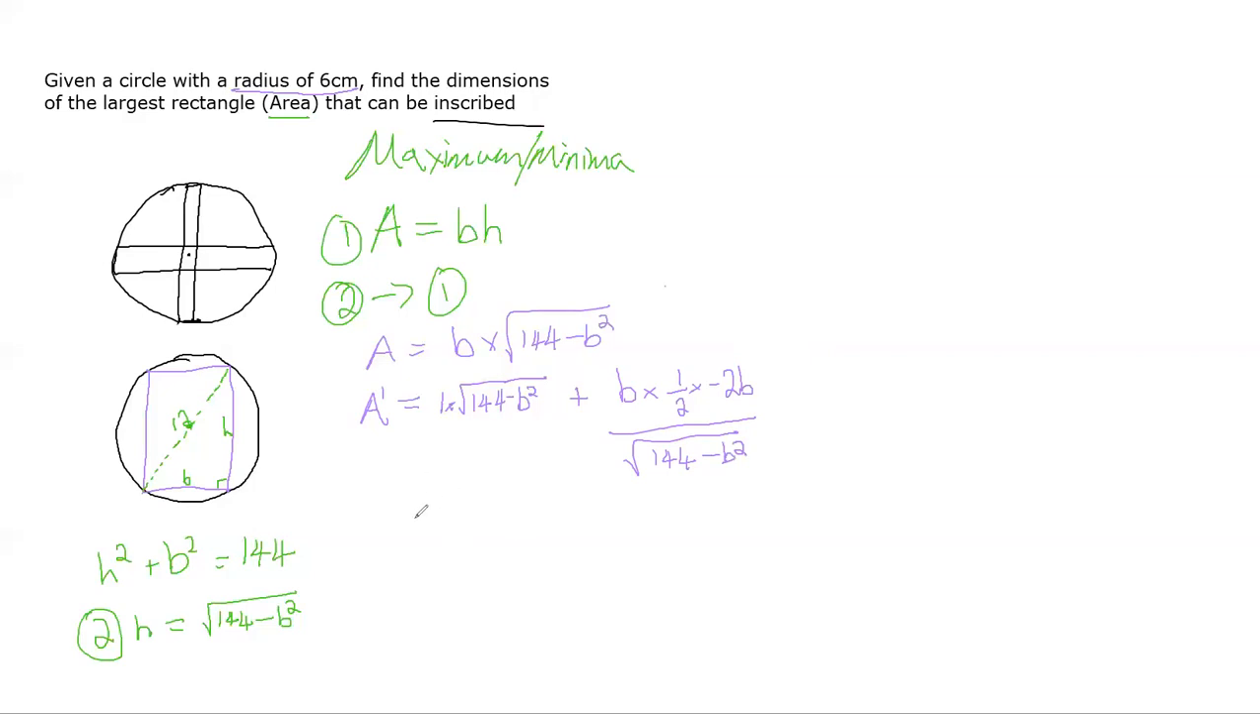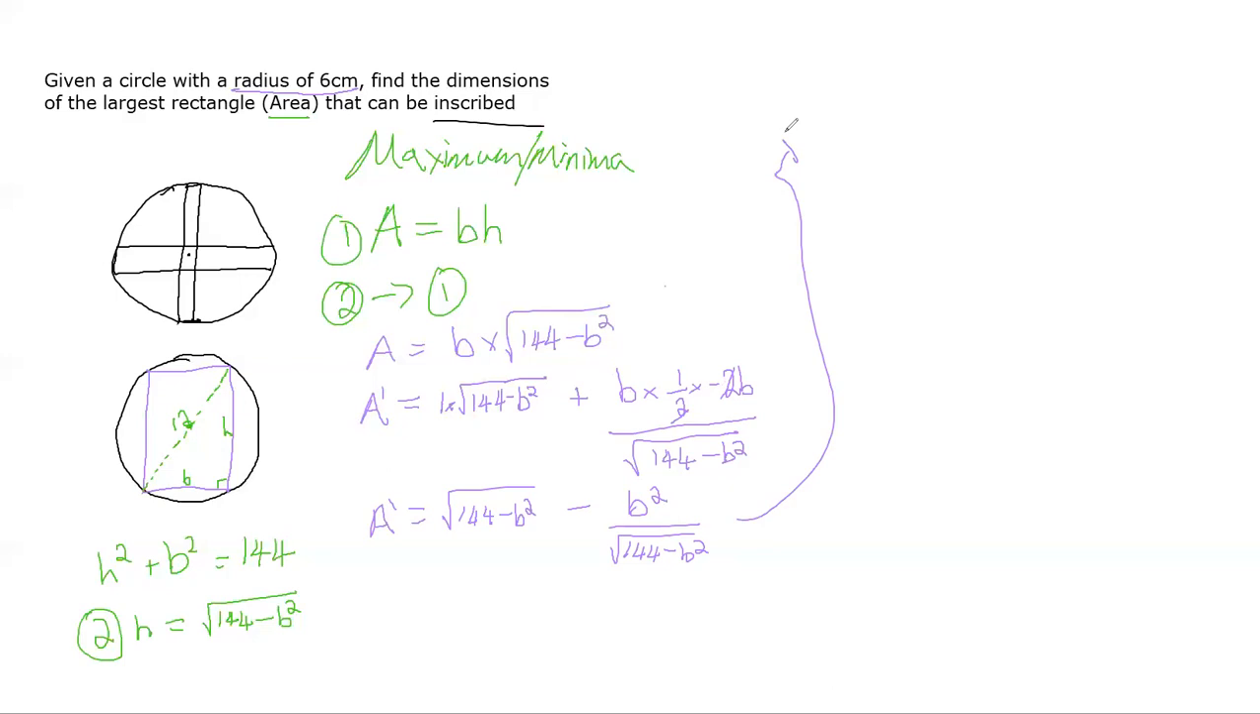Okay, so how do we simplify this? So we're going to get 144 minus b squared. And then let's take a look at this. We're going to cancel this 2 with this 2. The b's are going to multiply, so we're going to get b squared, and this negative, we can move it out the front, right? So we're going to get negative b squared all over 144 minus b squared. Right, so that's your A dash.